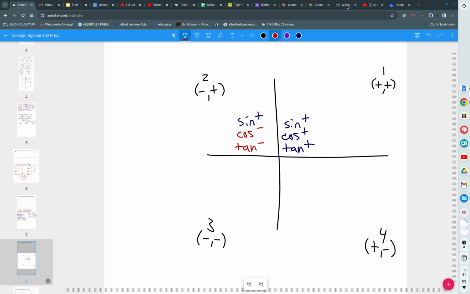Talk with your peer next to you and see if you can predict quadrant 3. Take about 20 seconds. Talk. Go.